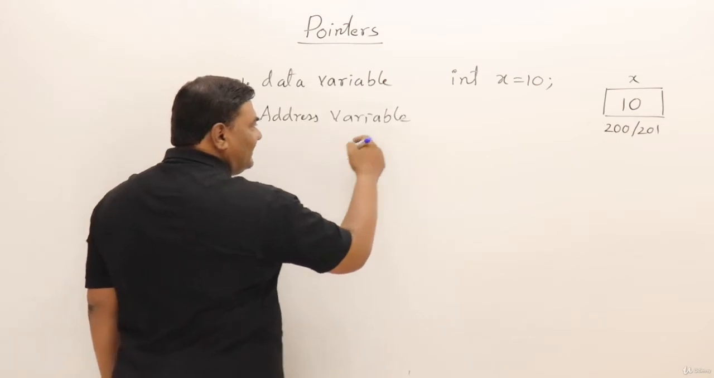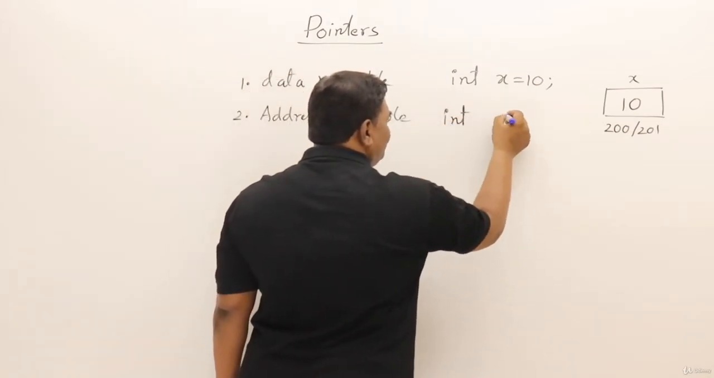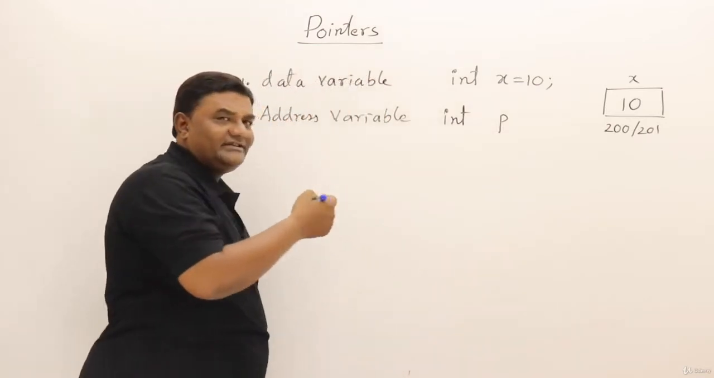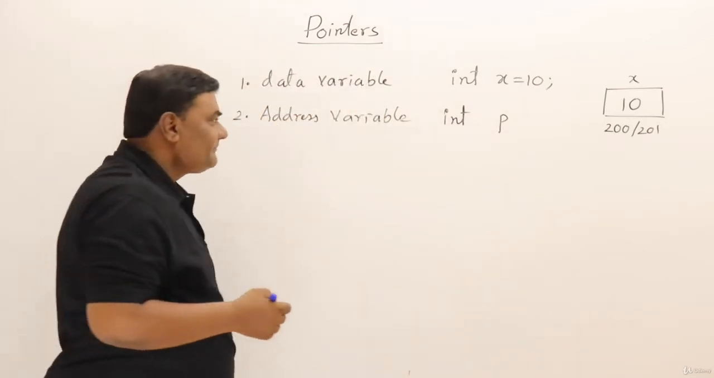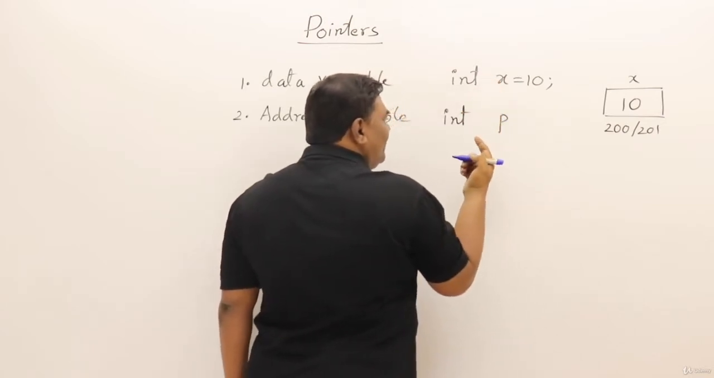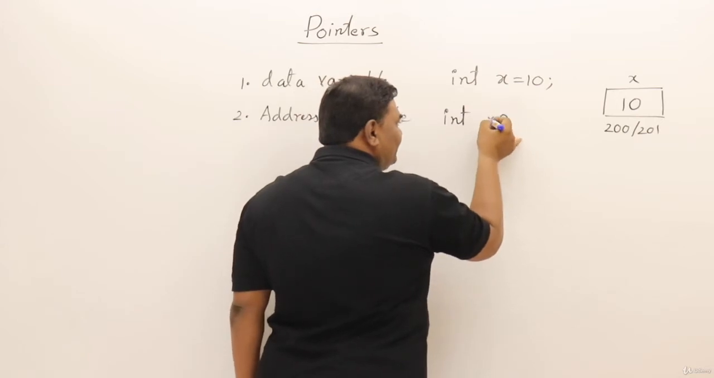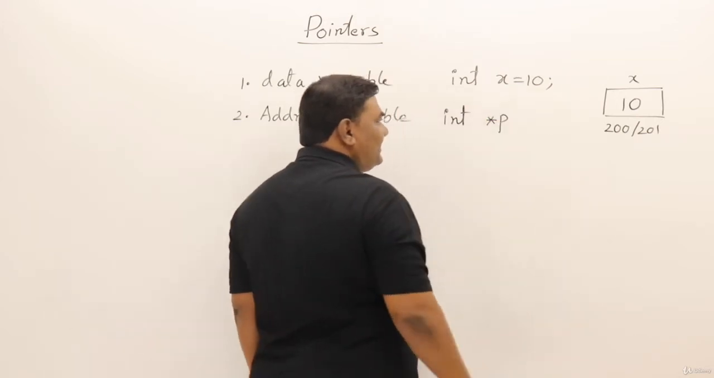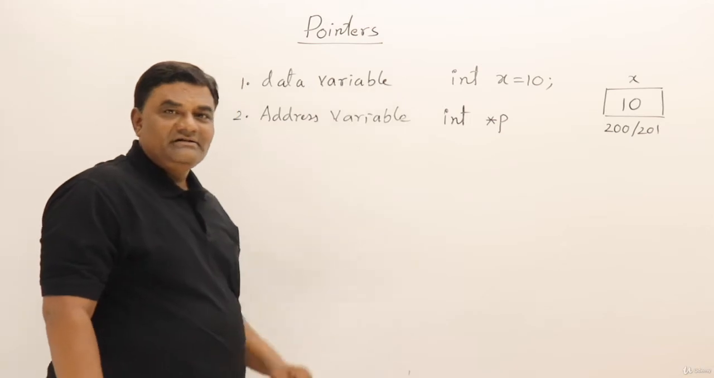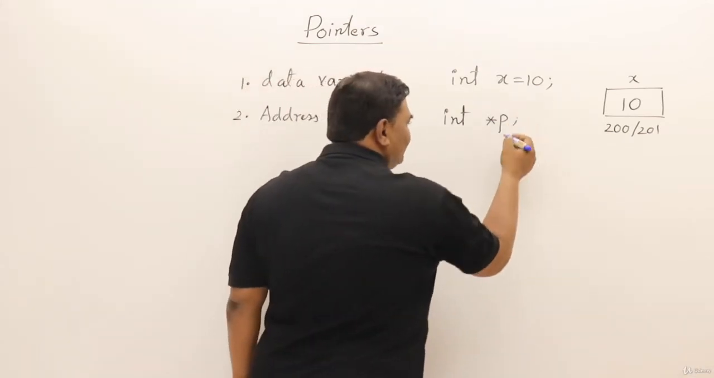Now, how to declare an address variable? I will declare a variable with the name p. Usually pointers are declared with the name p so that we can easily identify that this is a pointer. Just p would become a data variable again. So how to differentiate that? This is for storing an address, so it should be prefixed with a star. So this is an address variable. It cannot store the data, but it can store the address of the data.